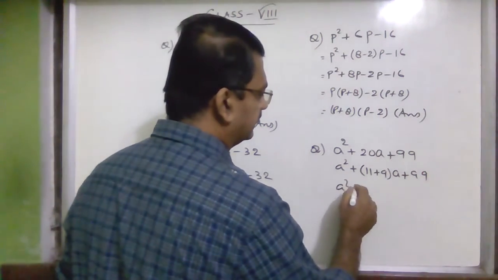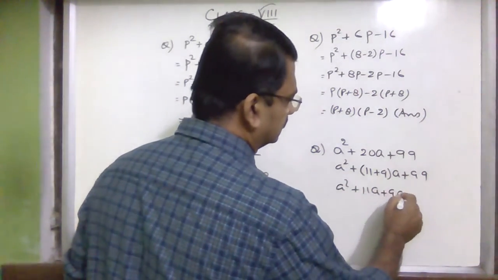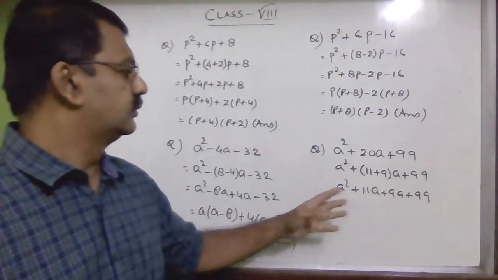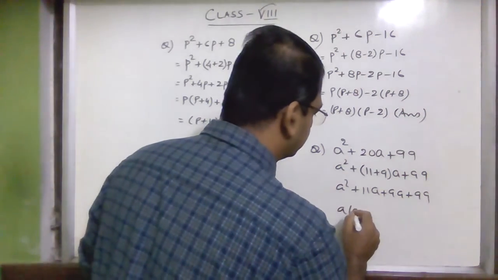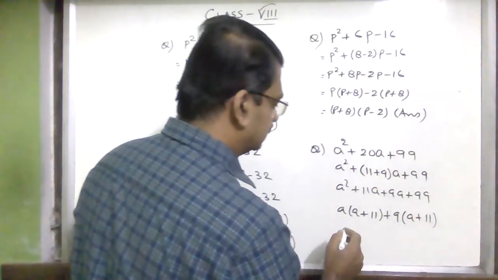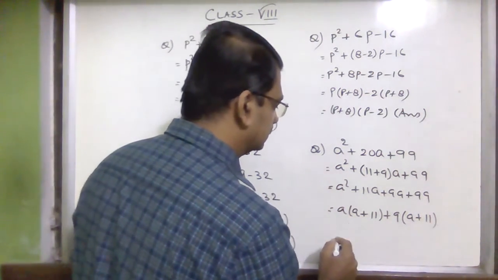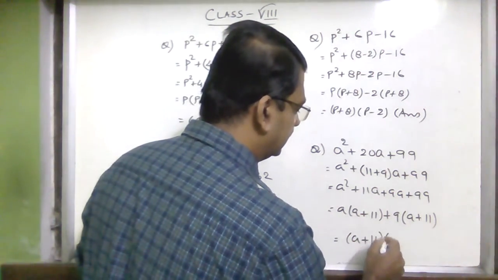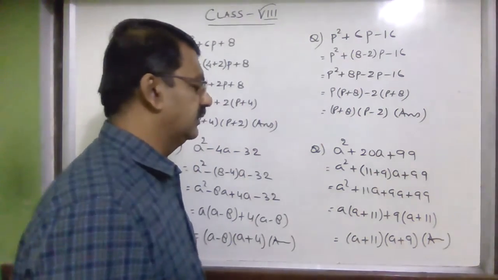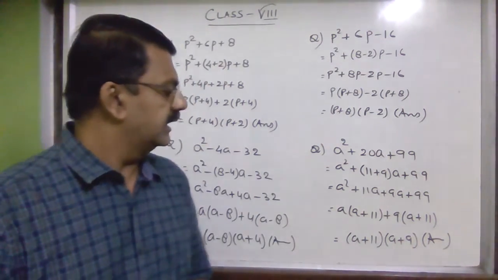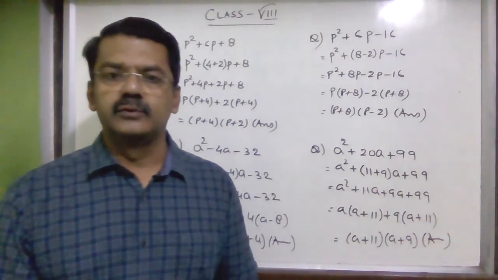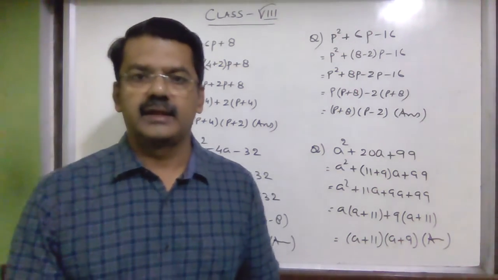Now you open the bracket, and from the first two terms you take a common, from the next two terms take 9 common. Now a plus 11 in one bracket and a plus 9 in the other bracket, and that is your answer. Your answer is a plus 11 into a plus 9. These are the two factors.